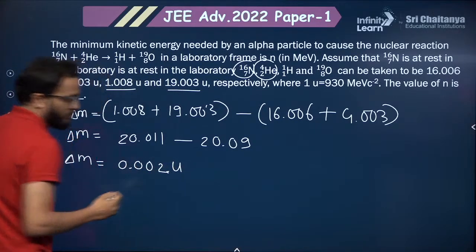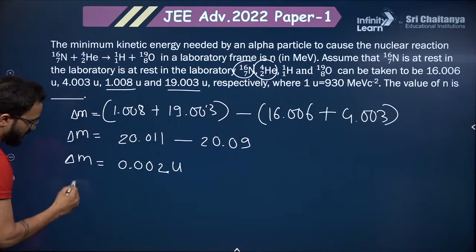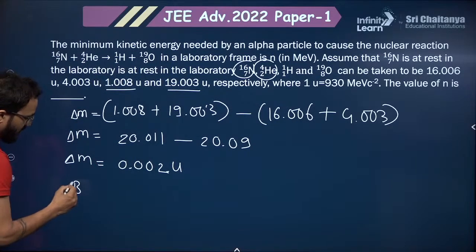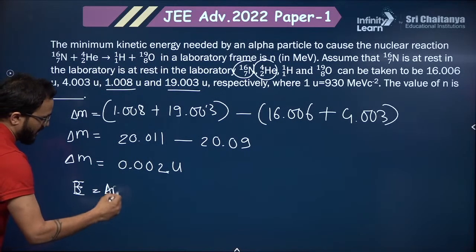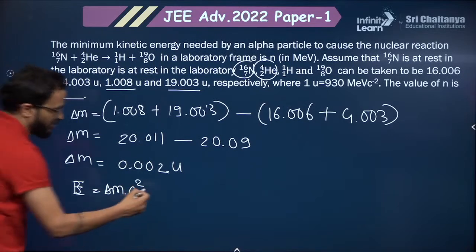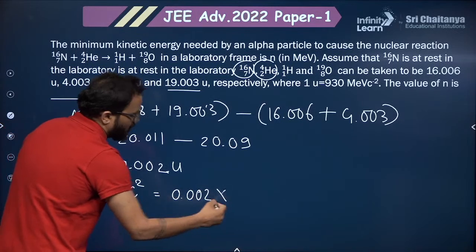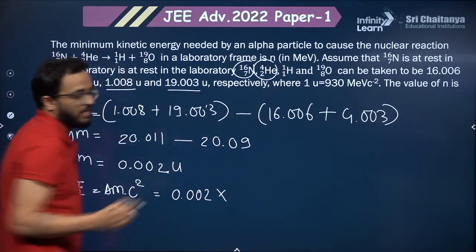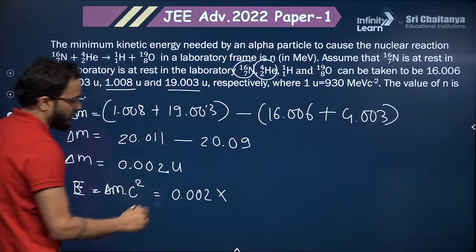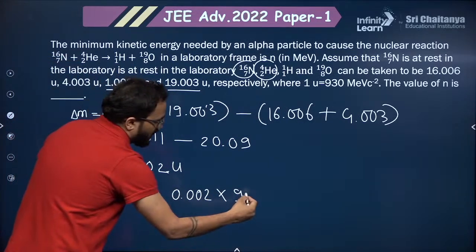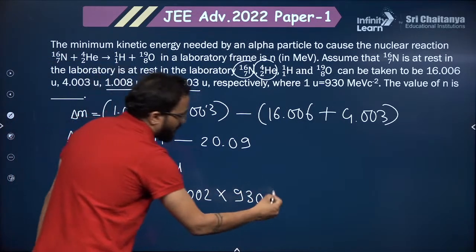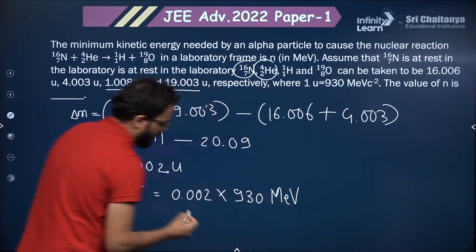0.002, okay. Now this is known to us. Now what is the energy? Energy will be delta M into C square, the energy of the reaction completely. So it will be 0.002 into, since it is given 930 mega electron volt per C square, and this is the atomic mass unit. So 930 mega electron volts.